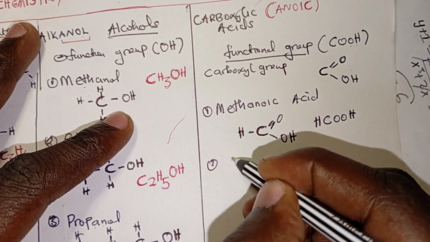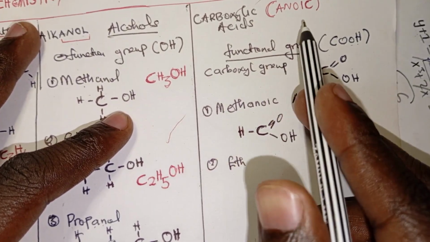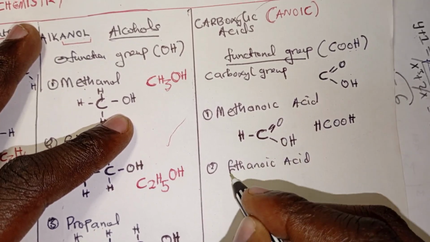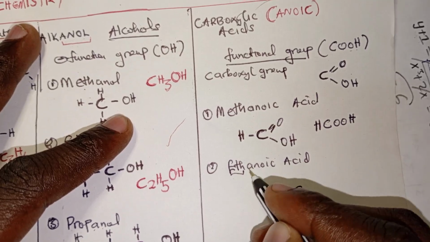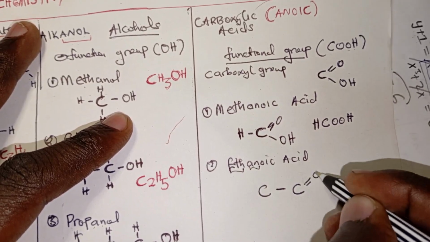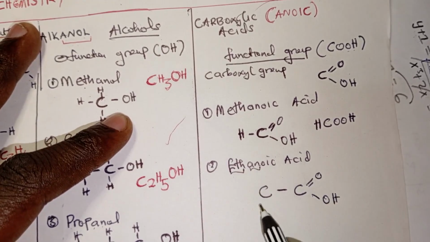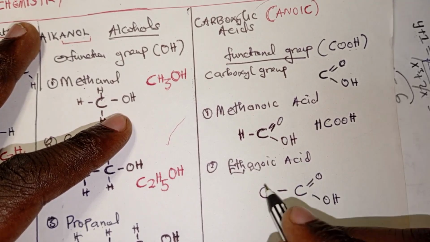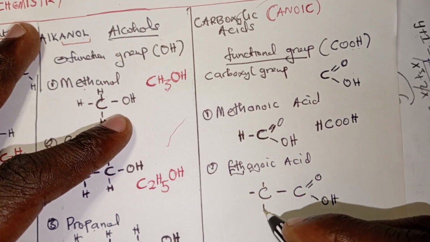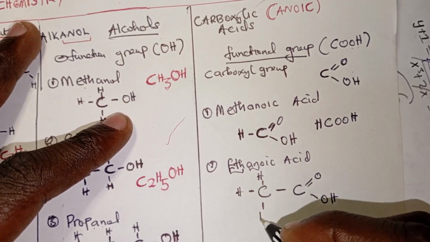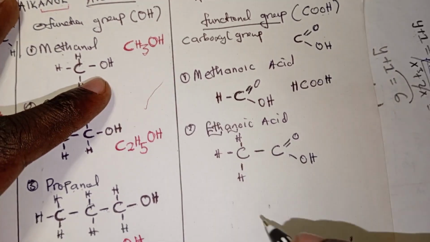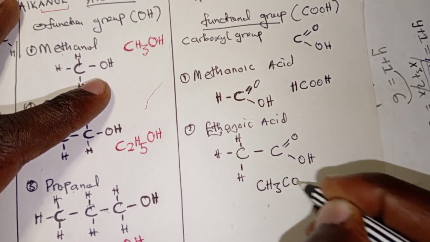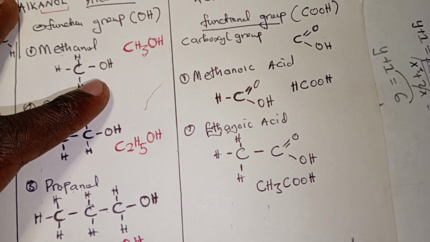Then the next member would be eth. Family name anoic, so ethanoic acid. Eth means 2 carbon. An, they have a single bond. Then you add the functional group. Here, this one's already filled. It has 4 bonds: 1, 2, 3, 4. Now this one has 1 bond, so you add 3 more to make it 4, like that. And this one you write as CH, 1, 2, 3, so CH3, and then COOH. Okay, that is ethanoic acid.